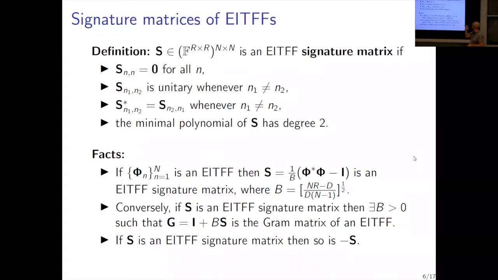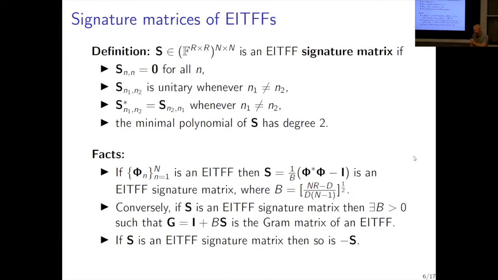These little R by R blocks that I'm talking about are just 1 by 1 matrices. And so you literally just have a self-adjoint matrix that has zeros on the diagonal, plus minus ones on the off diagonal, and has a characteristic polynomial of degree 2. In other words, only has 2 eigenvalues in that case. One thing that's immediate here is that if you have a signature matrix, you can take its negative, and that's going to be a signature matrix as well.